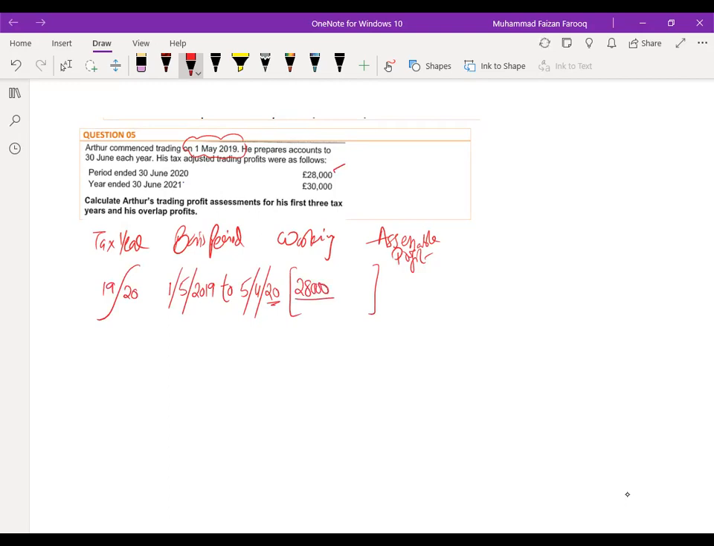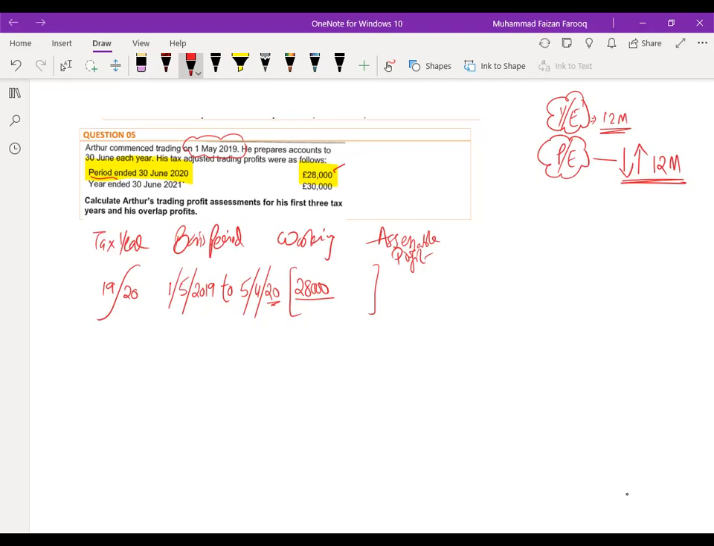This 28,000 is for how many months? 11 months. I mean, 28,000 is for 12 months. No, that is the trick in this question. This is written period end. Always remember, year end is for 12 months. If it is written period end, it means it might be greater than or less than 12 months. It will never be exactly 12 months. Year end will always be 12 months, but the period end will vary.